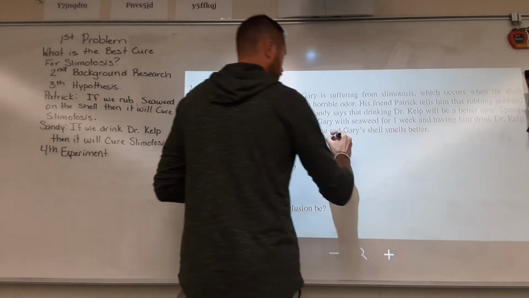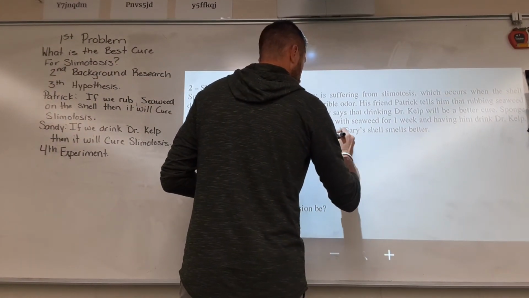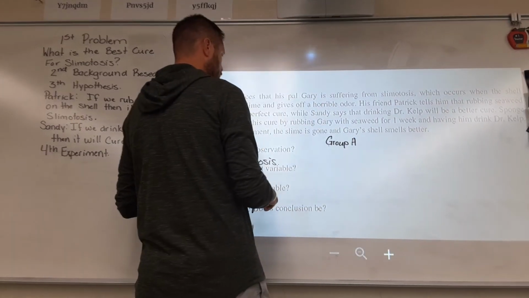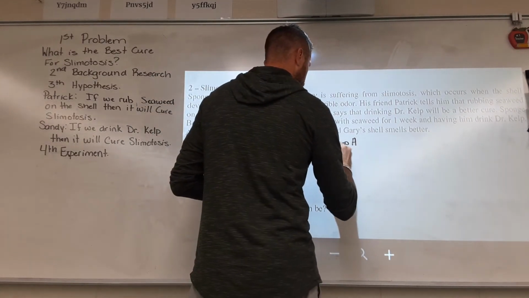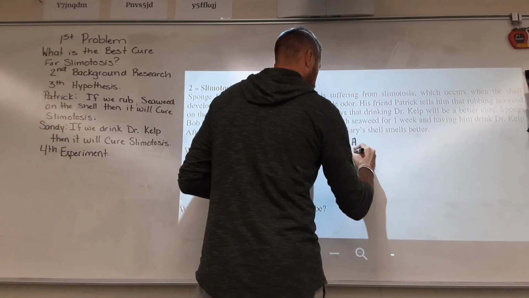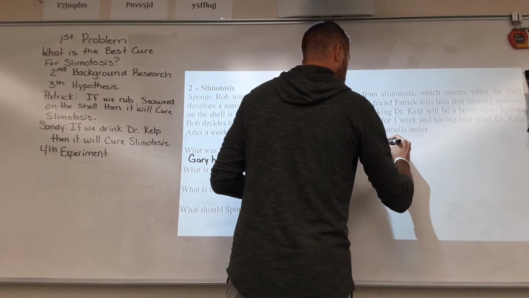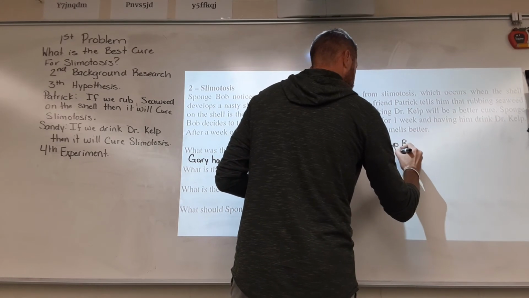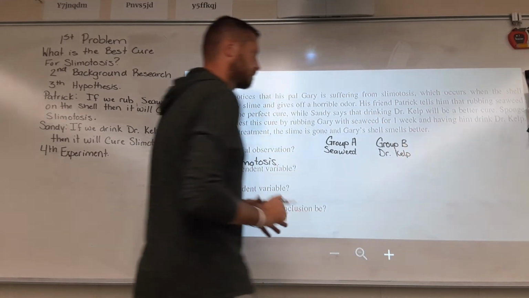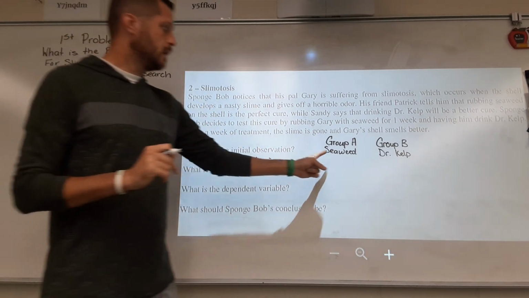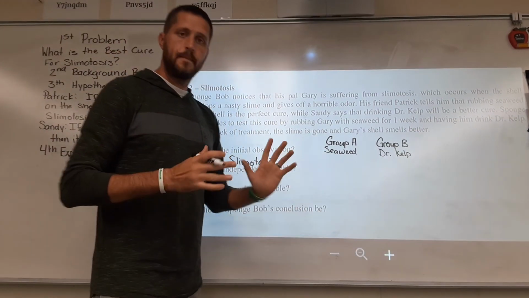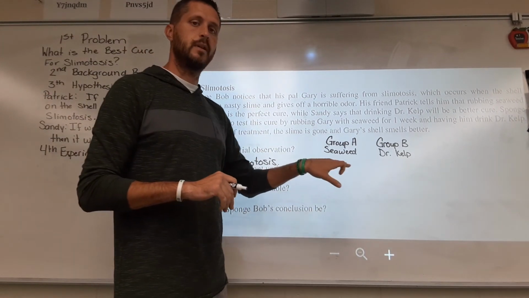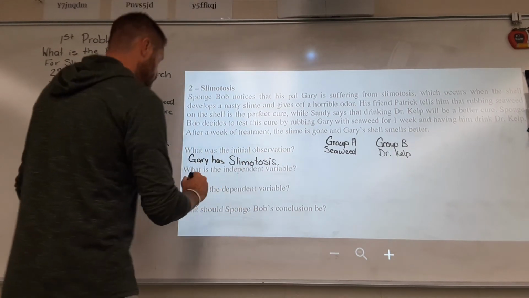We should have Group A, and we'll say Group A should be getting seaweed treatment, and Group B should be getting Dr. Kelp treatment. So we have 2 groups. The one thing that's different about Group A and Group B is the treatment. So our independent variable is the treatment for slimotosis.